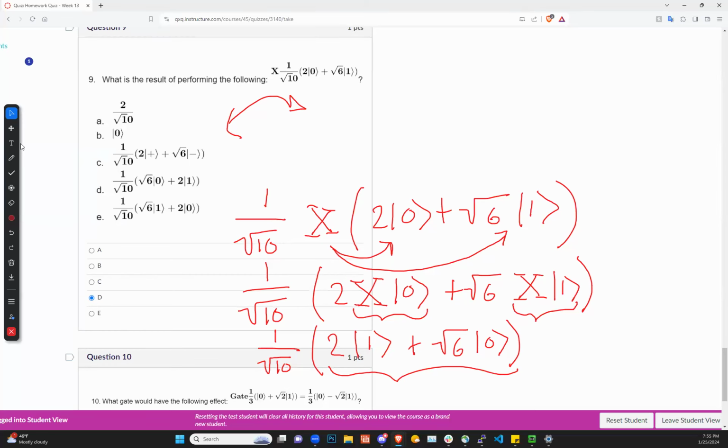So we could switch these terms around to write it that way. We just switched the place of the 1 state and the 0 state. So I could do the square root of 6 times the 0 state plus 2 times the 1 state. Addition, we can switch back and forth. We're totally allowed to do that. So I just switched the square root of 6 times 0 and 2 times the 1 state to get option D here. Are there any questions about that before we continue?